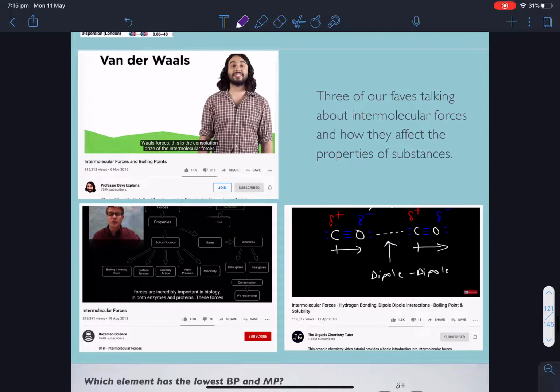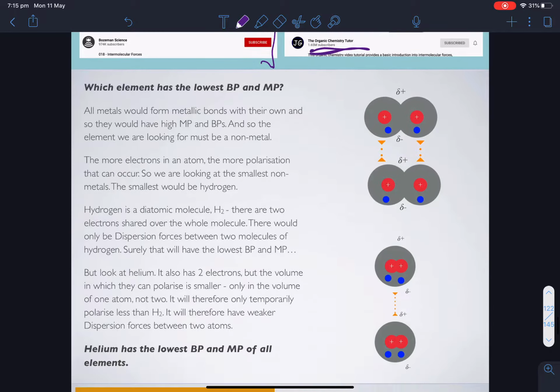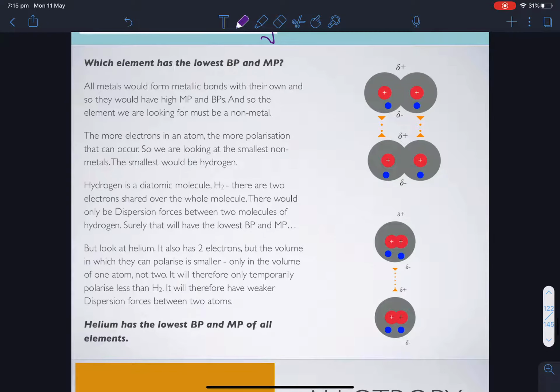We've got some other voices talking about these forces and how they influence our physical properties. So I've got good old Professor Dave and now I forget his name, from Bozeman. He's really good. We've also got the Organic Chemistry Tutor. There's a little bit to read in the notes on which element has the lowest melting point and boiling point. It turns out that it's helium and not hydrogen for various reasons. So you can either pause the video or look at our notes to talk about that.